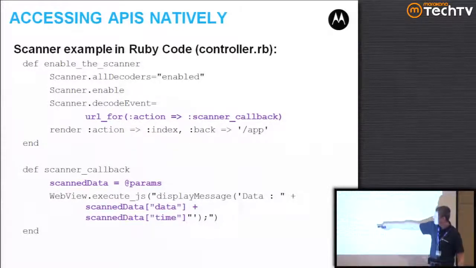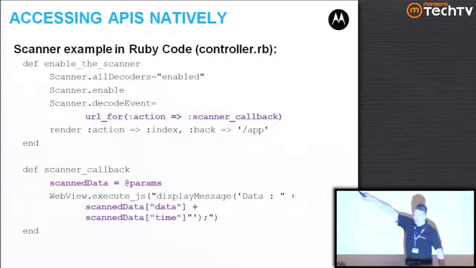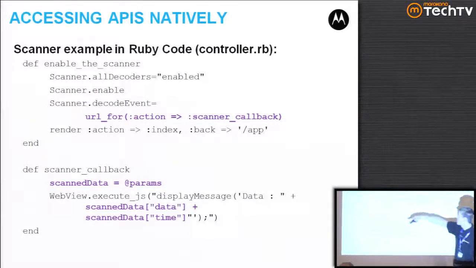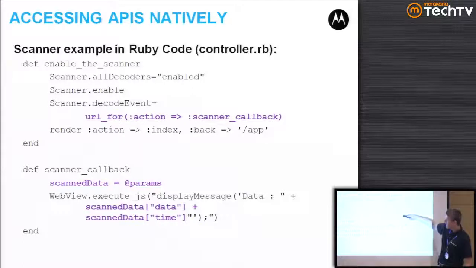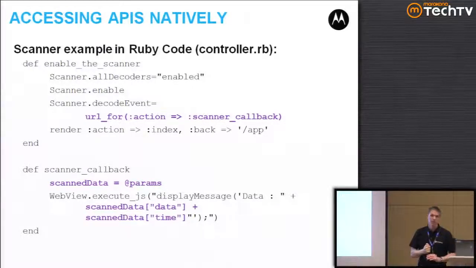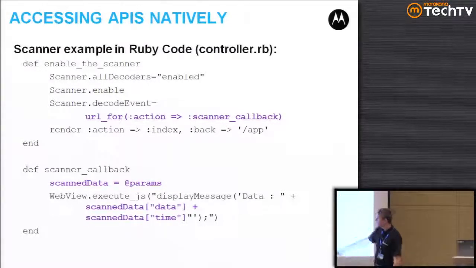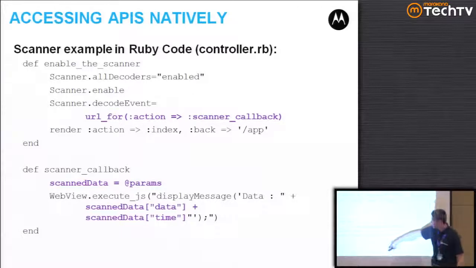So we just give it another Ruby function down here. You see capital S for scanner, like I mentioned earlier. Decode event is the event name. And the actual scanner callback is defined here. Rather than receiving all of the properties as a JSON function, they're now returned in true Ruby fashion as a Ruby hash in this appparam structure. So we can now access the data and time from that hash.